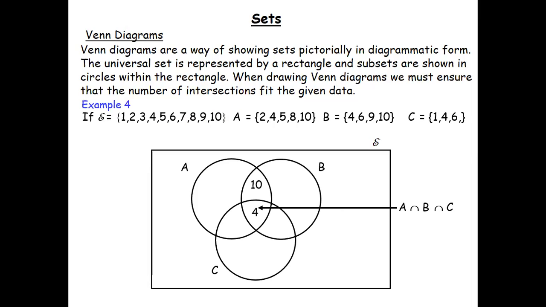10 is the intersection between A and B. So 10 is a member of A and B. 6 is an element of B and C. 2, 5, and 8 are just elements within set A. 9 is an element just within set B. 1 is an element within just set C. And 3 and 7 are the 2 elements left over from the universal set, which are not a member of either A, B, or C.